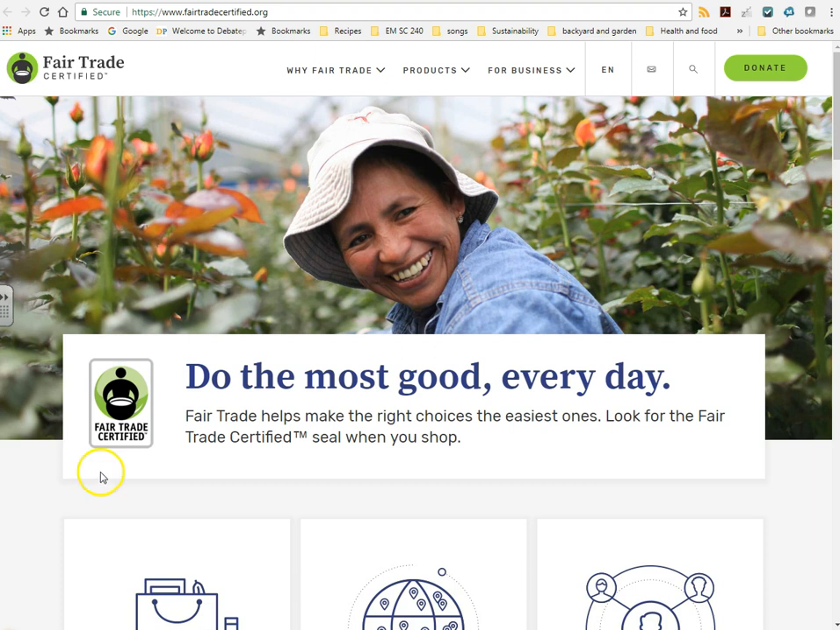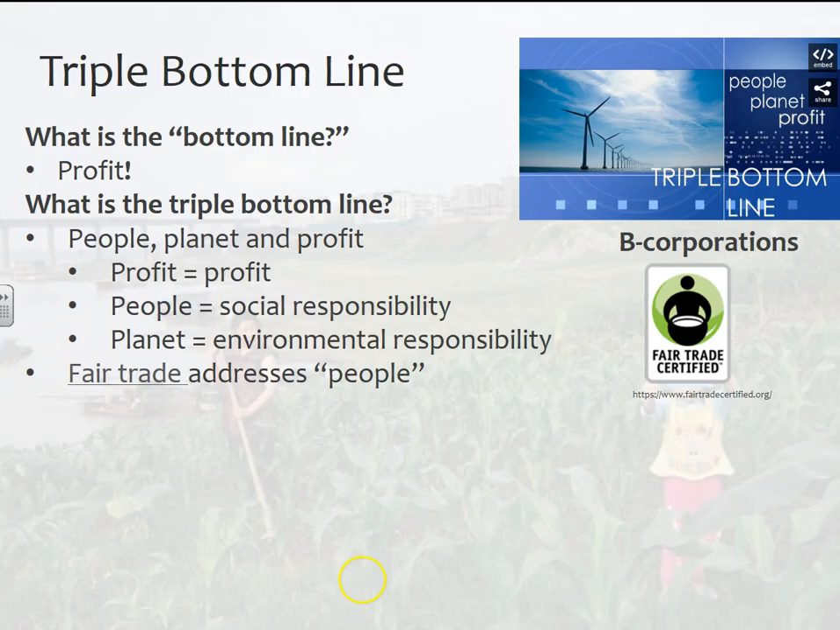Coffee has become a really big one, and chocolate's a really big one. There are a lot of fair trade clothes and other products. What this certification means is that you know the workers were paid a decent wage, they were treated fairly, and so forth, whether it's the farmers that grew coffee beans, the workers that harvested the vegetables, or the workers that manufactured the clothes in the factory. So if you buy fair trade certified, you know they were treated fairly well. That's really just the people side of it, right?